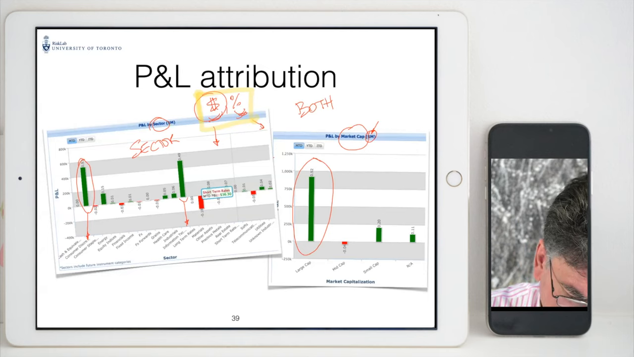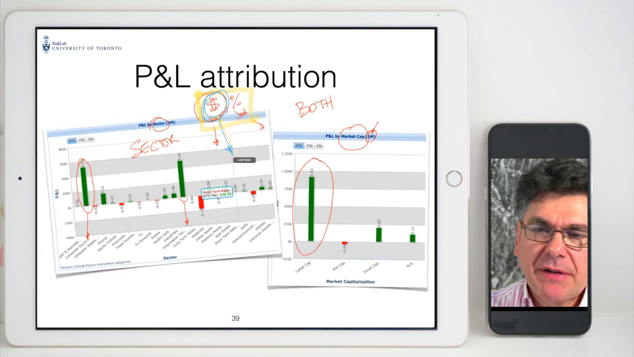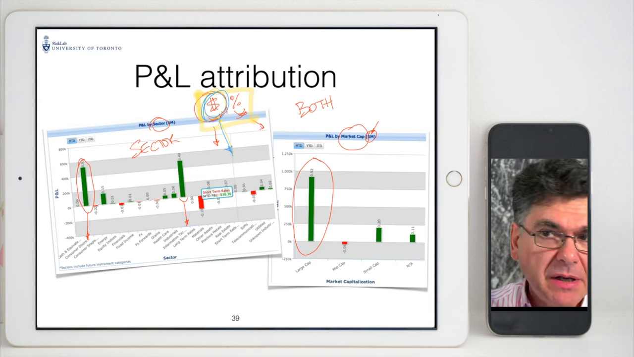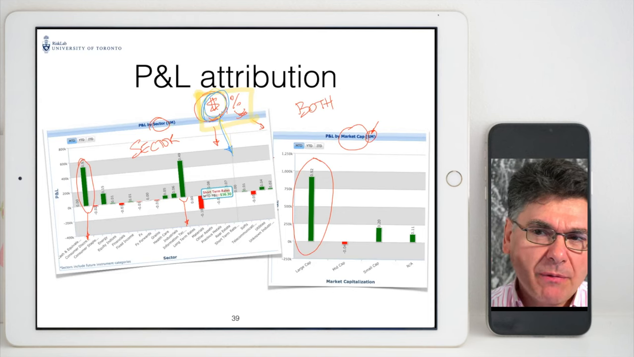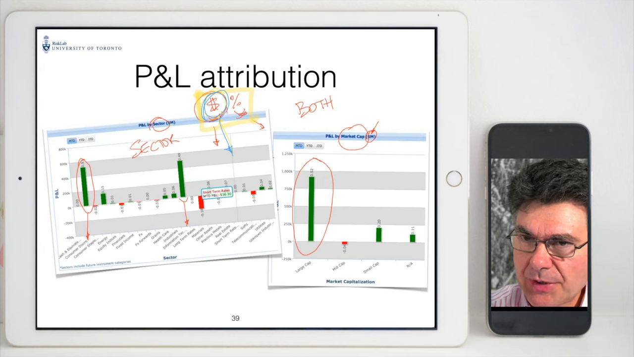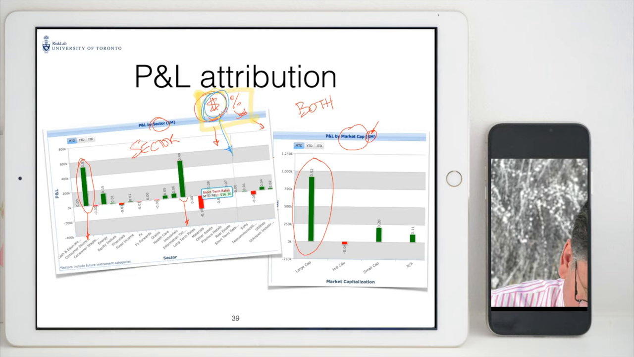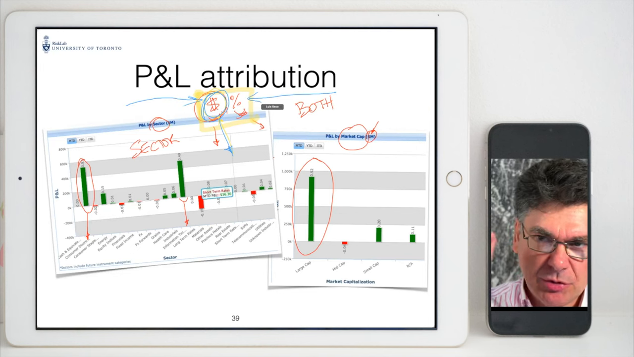When you do risk management, dollars is the one that matters. Why? Because if a certain small investment is making you a lot of money, typically the risk coming from that will be very low. Risk management is about preventing bad things from happening. Okay? And bad things are typically expressed in size, not in percentages. So when you do risk management, typically you care about dollars, but when you do investment, you care about percentages. These are the two perspectives.